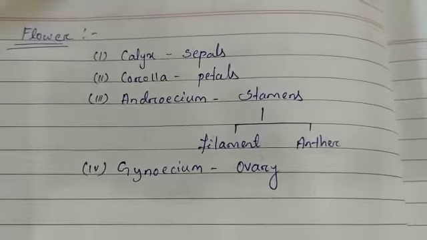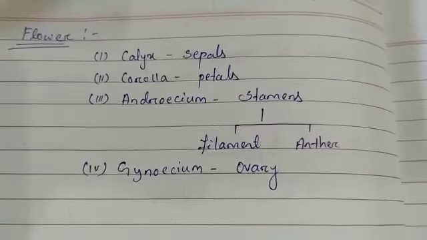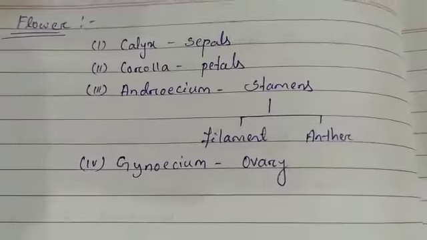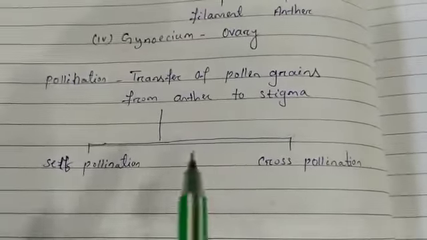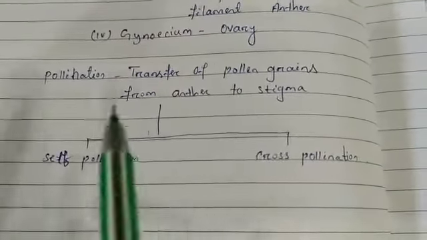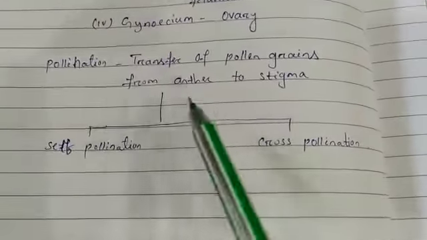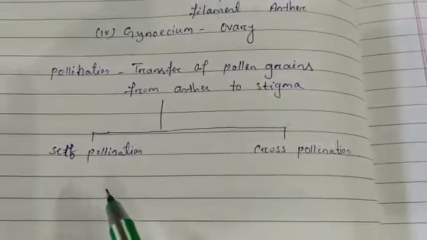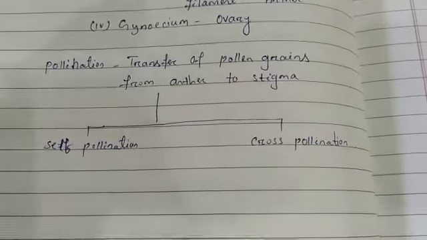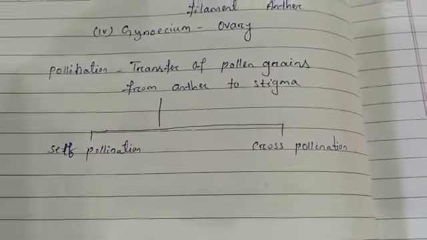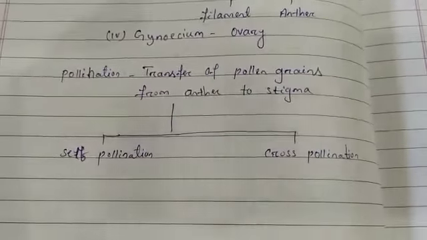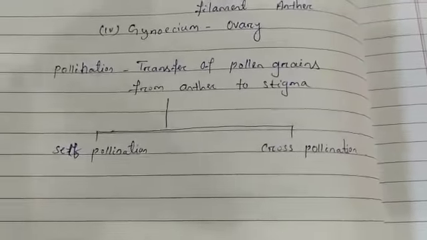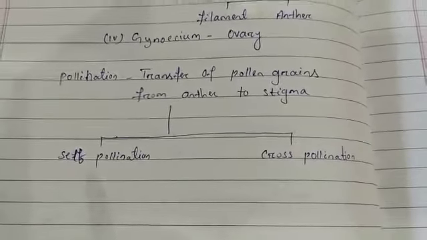Then self-pollination is again of 2 types, autogamy and geitonogamy. We will discuss in detail. First of all, the transfer of pollen grains from anther to stigma is known as pollination. Pollination is of 2 types, self-pollination and cross-pollination. Self-pollination means the flower contains the anther and the stigma, and when transfer takes place in the same flower, that is self-pollination.